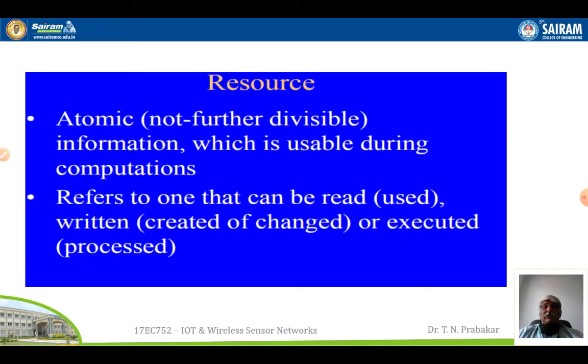First we will see what a resource is. A resource is atomic information. An atom is the smallest particle that is further indivisible. In a similar way, atomic information which cannot be further divided is called a resource, which is usable during computations. For example, the temperature of a single sensor, or the status of a single street light, is further indivisible and can be read, written or executed. So this resource can be read, written, and executed.